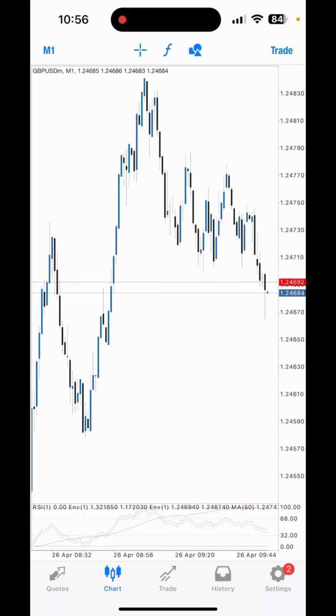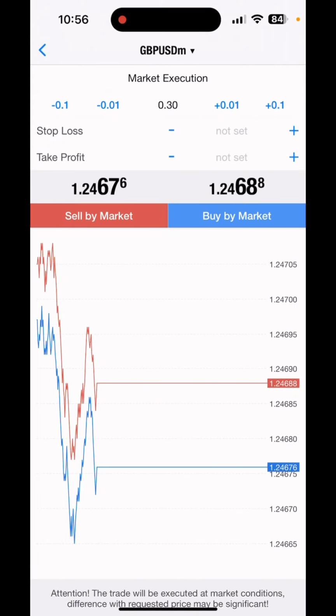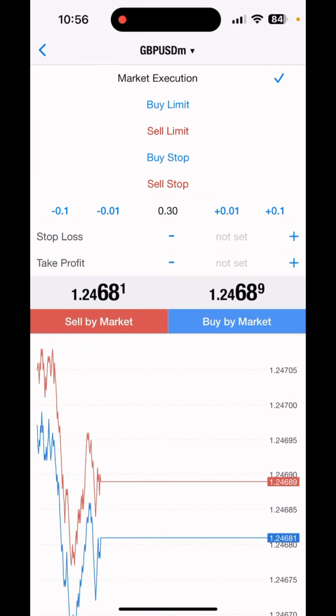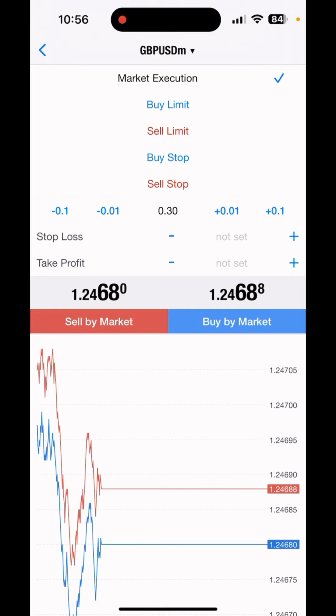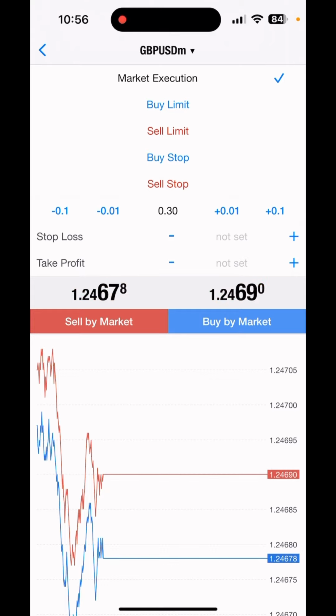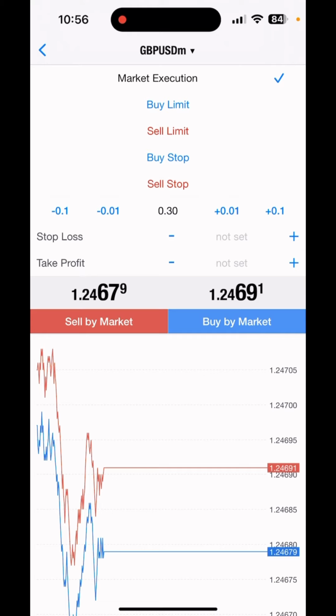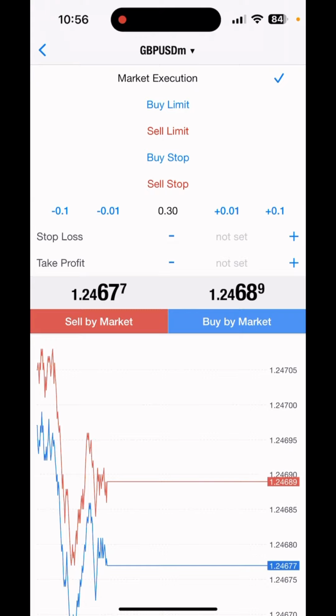Now, for buy limit and sell limit, let me go back there again. Click trade. You see market execution. Once you tap market execution, you will see all the other executions you have: buy limit, sell limit, buy stop, sell stop. Many of you have issues with all this and you don't understand it. So I'm going to explain what buy limit and sell limit are, and buy stop and sell stop.